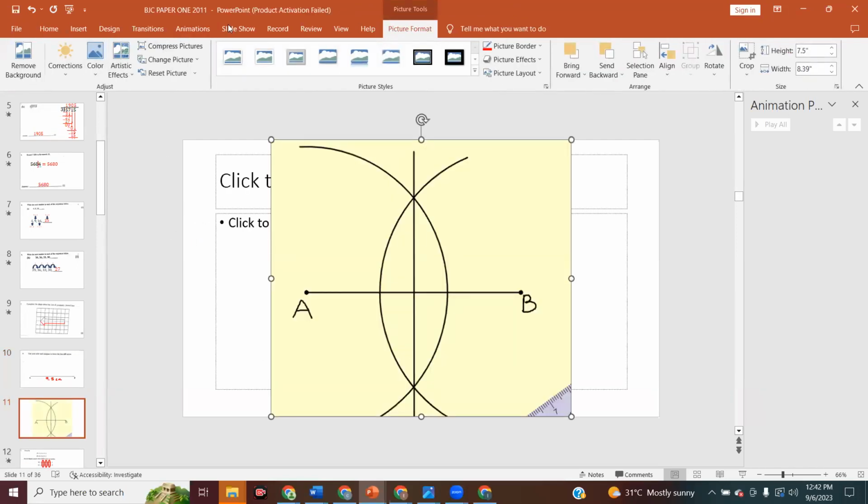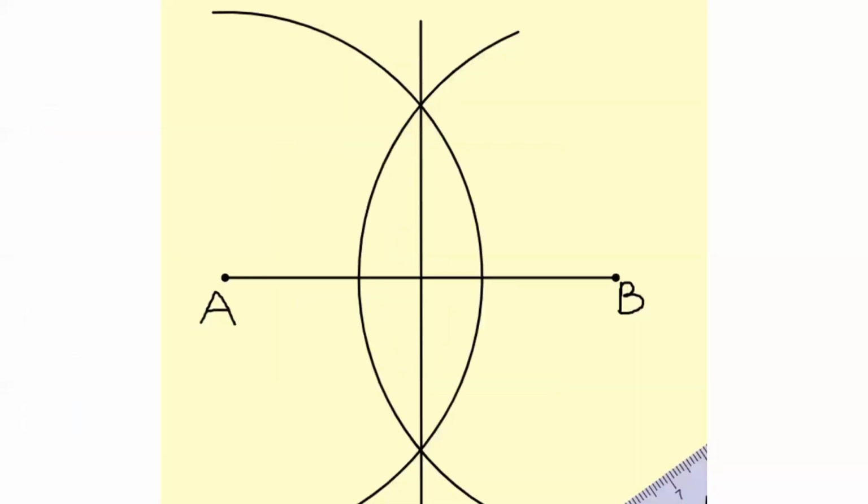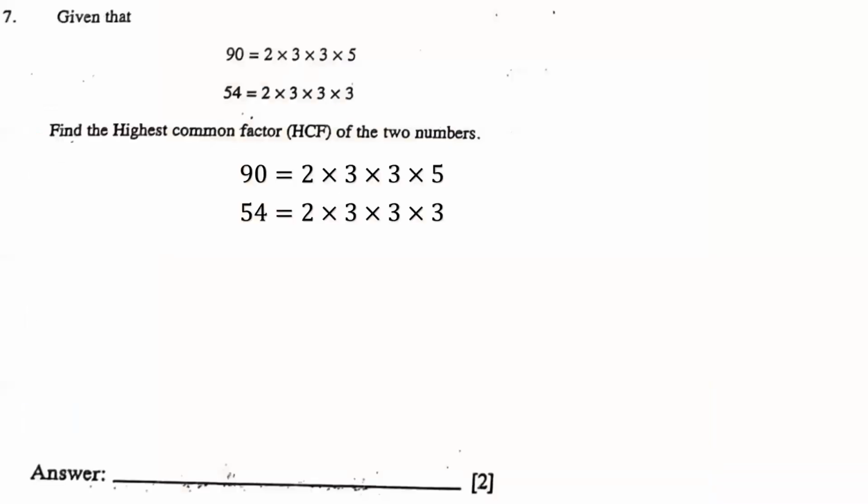Okay, so let's move on to the next question. Question number 7 says, given that 90 is equal to 2 times 3 times 3 times 5, and 54 is equal to 2 times 3 times 3 times 3, find the highest common factor, the HCF, of the two numbers.